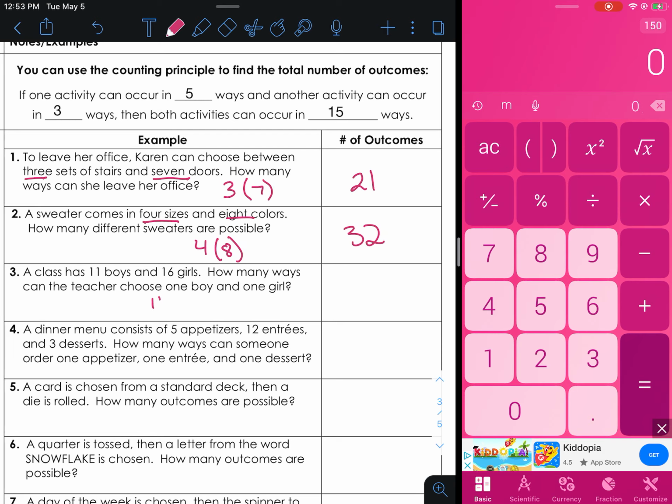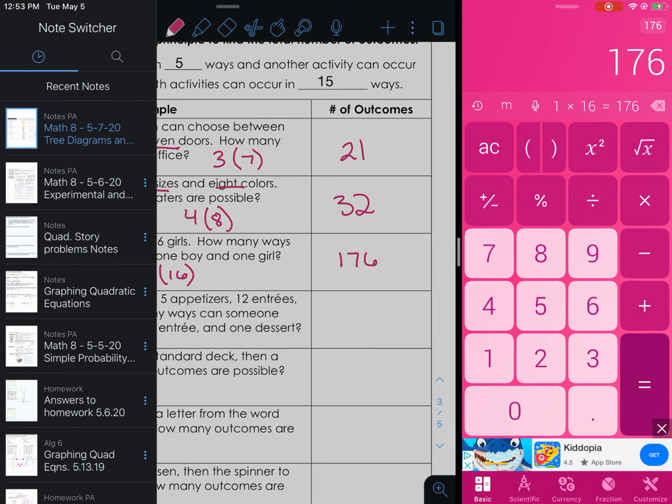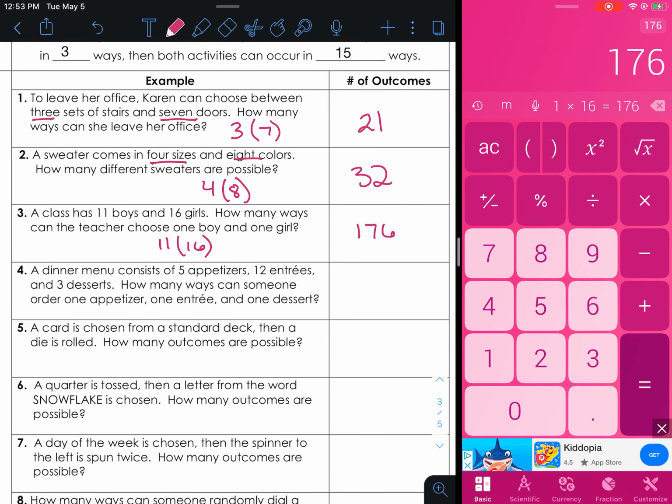Over here we have 11 boys and we have 16 girls. How many ways can the teacher pair them differently? And this one's a little bigger, so I'm going to use my calculator. Now, if you want to do it longhand or using lattice, you still get 176. Now number 4 says a dinner menu consists of 5 appetizers, so 5, and 12 entrees and 3 desserts. Remember, the order doesn't matter when you're multiplying, so if you want to do 5 times 3 and then times 12, you'll still get 180. If you were to do it as 5 times 12 times 3, again, still 180.